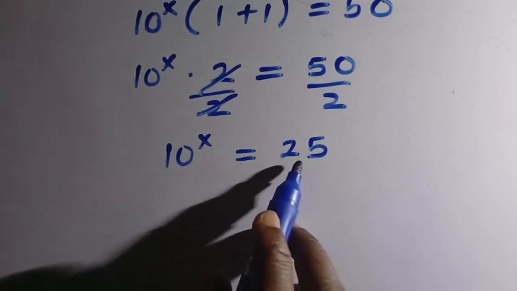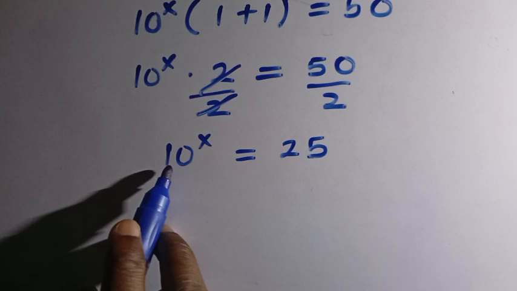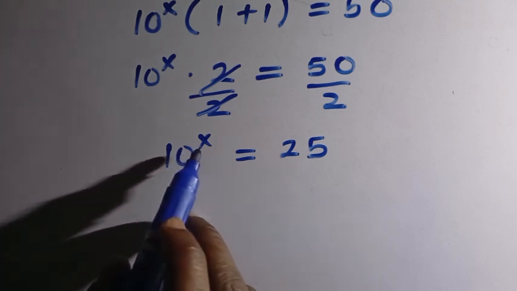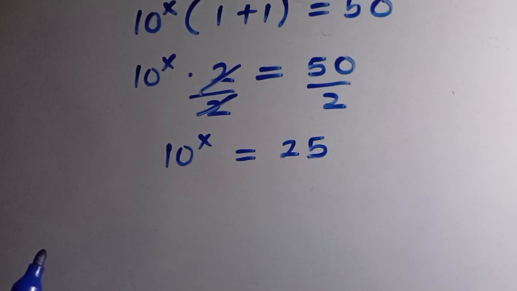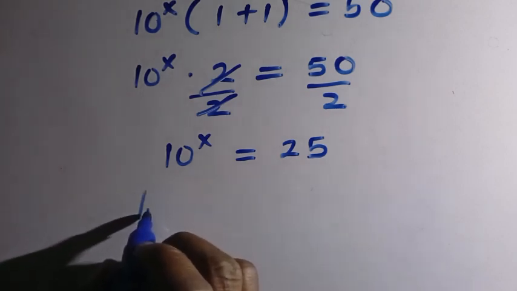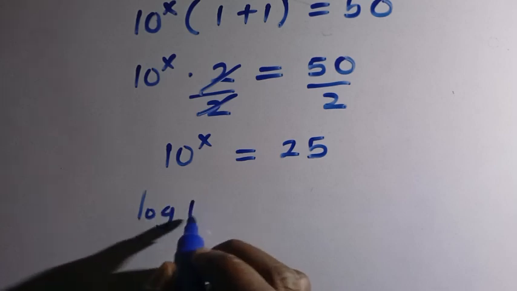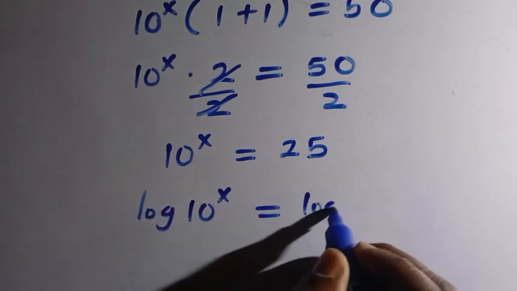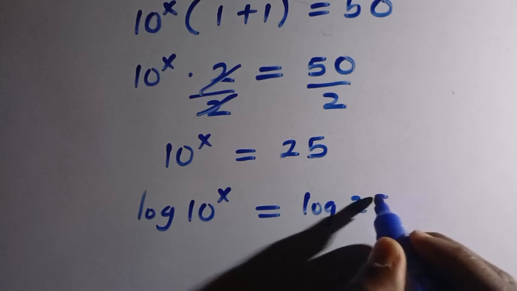We cannot express 25 as a base of 10. So what we do here is we introduce logarithm to both sides because we need to get the value of x. So to do that, we have log 10 power x equals log 25.